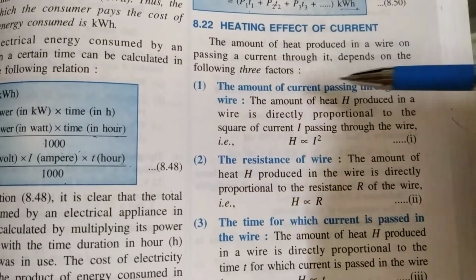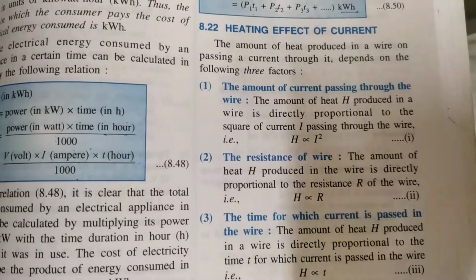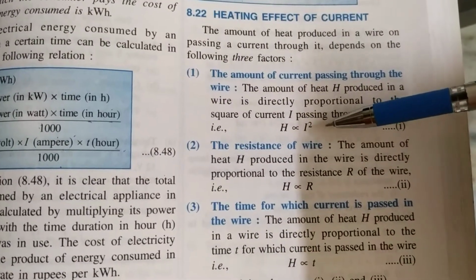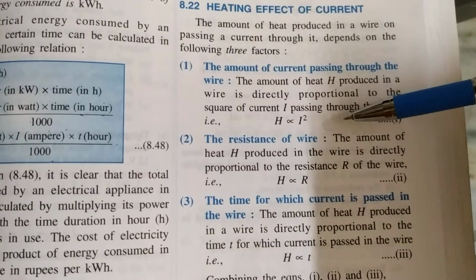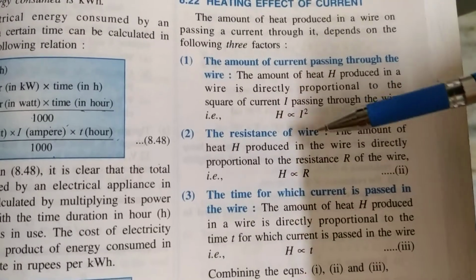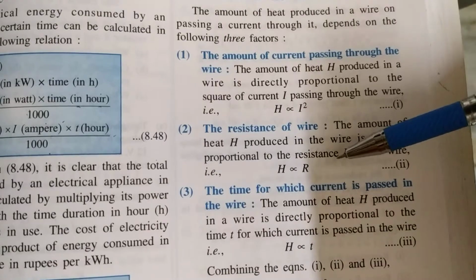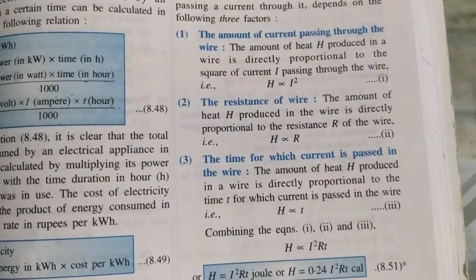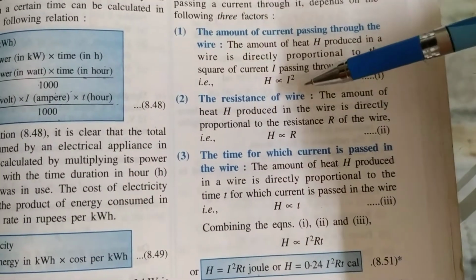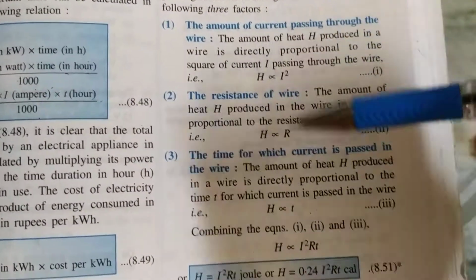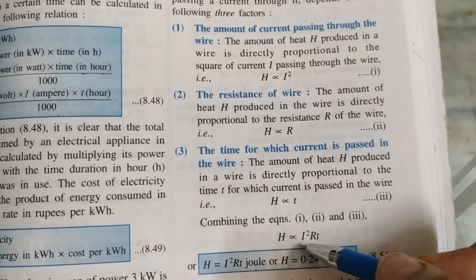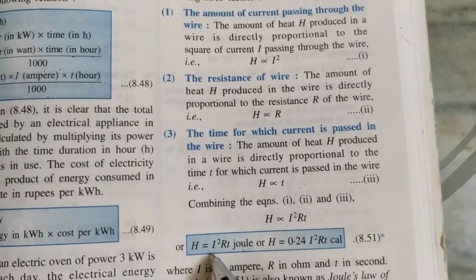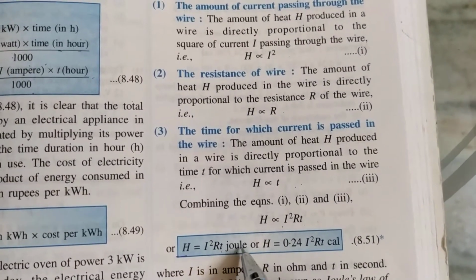So he said that heat produced in a wire depends upon three factors. First of all, heat amount depends upon the square of the current, so it is directly proportional to the square of the current passing through the wire. Secondly, it is directly dependent upon the resistance of the wire. Third is for how much time that current is passing through that wire. So connecting three factors, he gave this formula, that heat produced is dependent upon I square RT. Removing the sign of proportionality, the heat formula will be I square RT in joule.